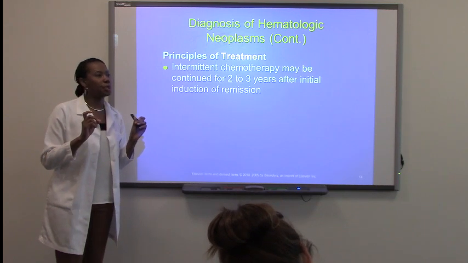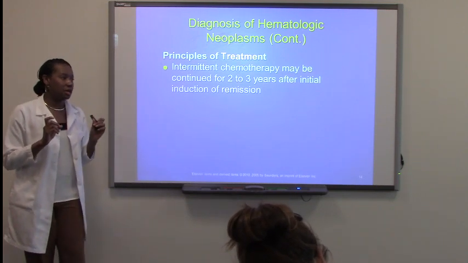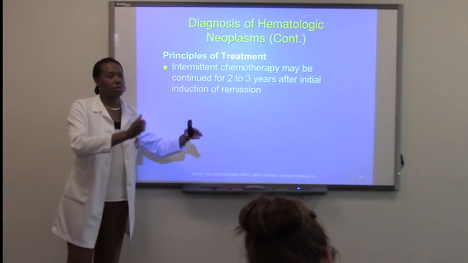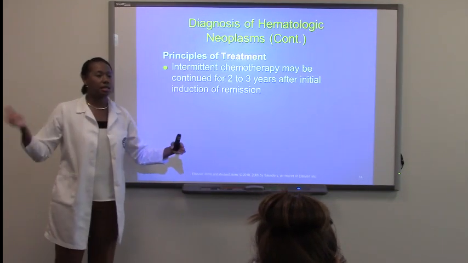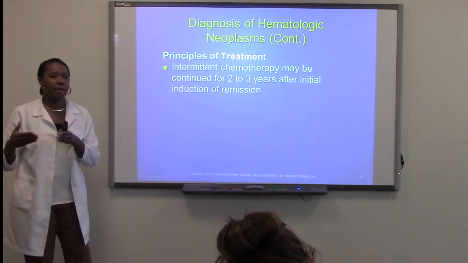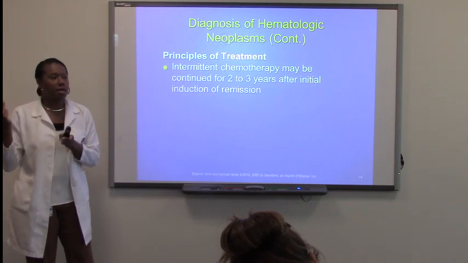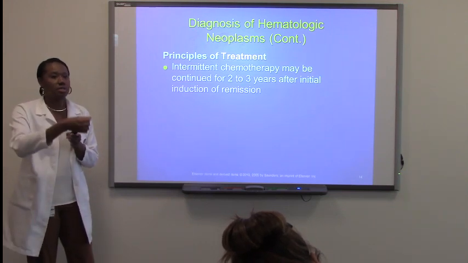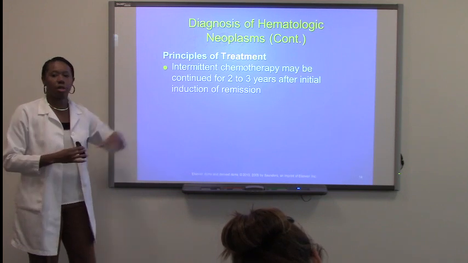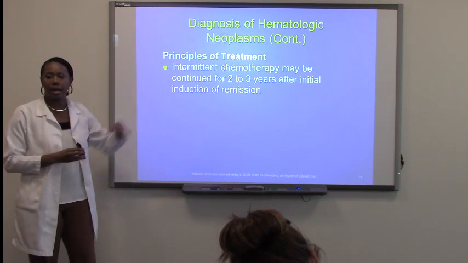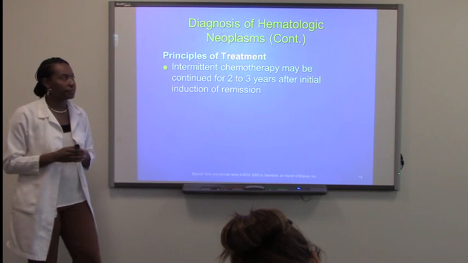Why? Because we know blood cells are rapidly dividing. So who's to say that if that person goes into a complete remission today, in the next couple of months, because we have these cells that are rapidly dividing, there may be a malignant cell going through mitosis that could be lingering, okay? So they want to make sure that this is taken care of by continuing that chemotherapy.